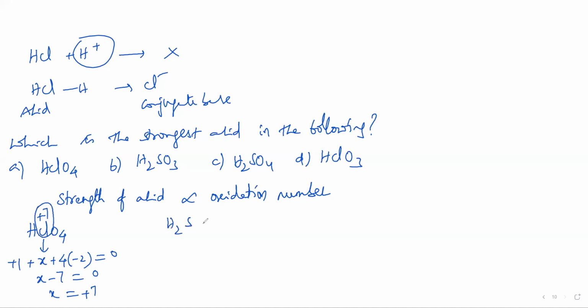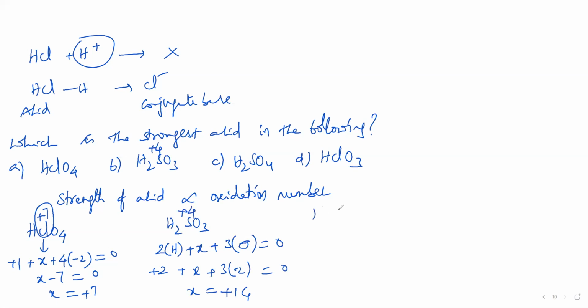Then H2SO3. 2 hydrogens plus sulfur X, plus 3 into oxygen, should be equal to 0 because there is no charge on that molecule. So 2 into +1 is +2, plus X, oxygen -2. What you are getting? -6 plus 2, -4. So X equal to +4. So here sulfur oxidation state is +4.